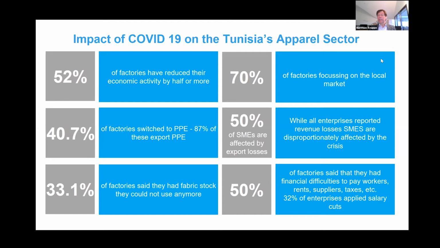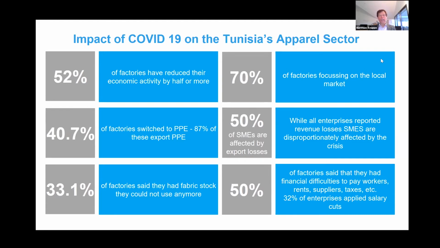SMEs are specifically hit, or disproportionately hit by the pandemic. 50% of the SMEs had export losses, and SMEs are receiving more export cuts in relative terms than the larger companies. So they are specifically hit.